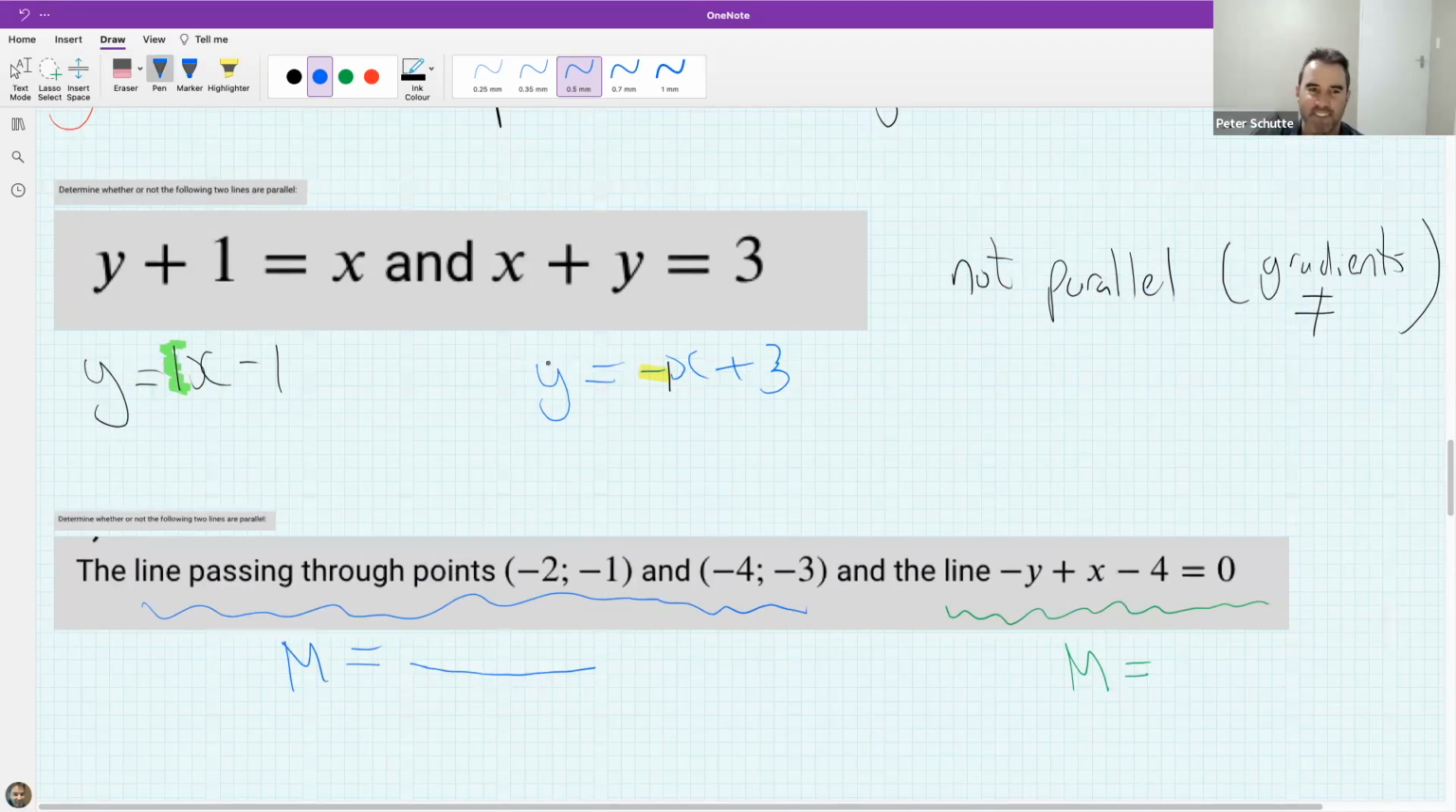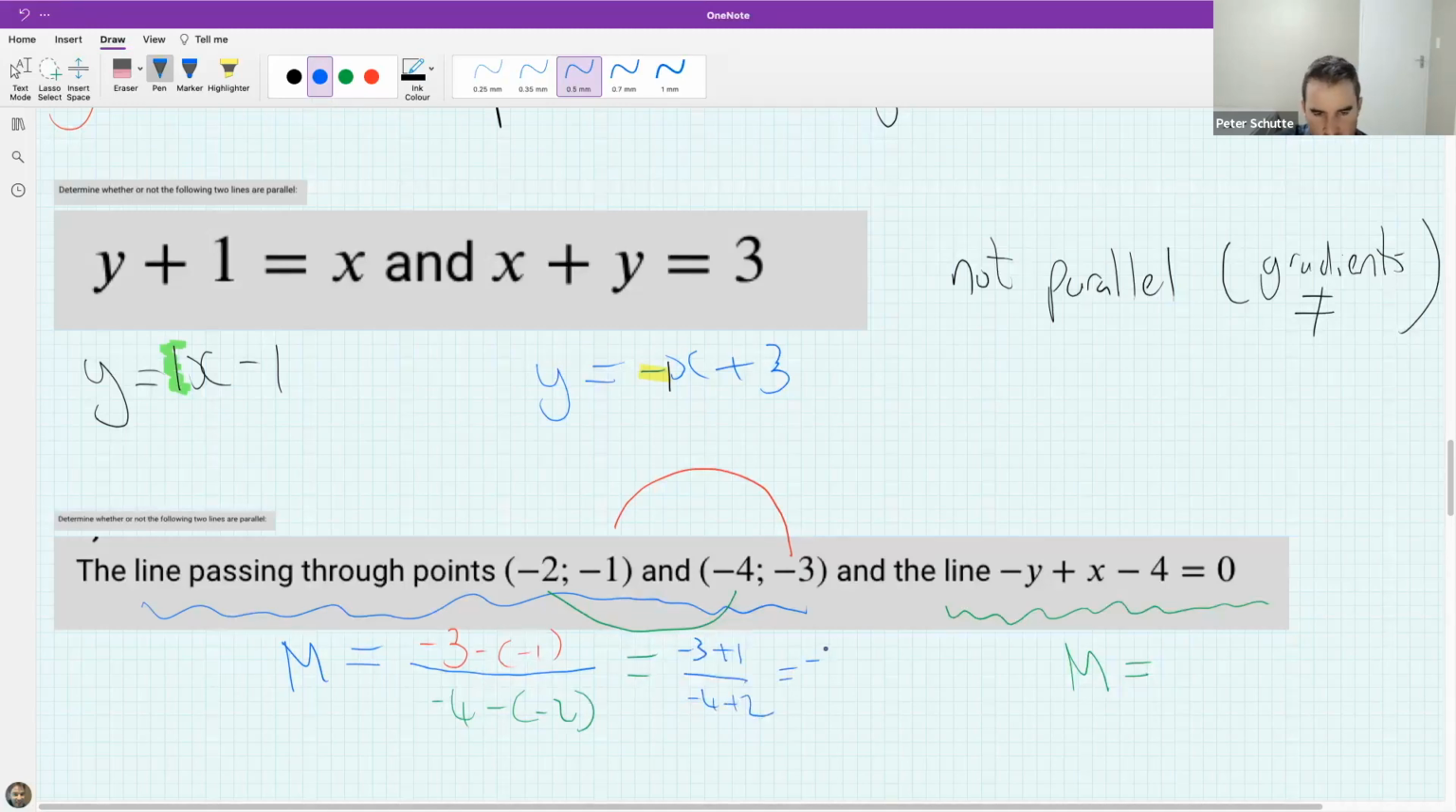Between the 2 points, we're going to use those points using m is equal to y2 minus y1 over x2 minus x1. Exactly. You're spot on. So we're just going to use those 2 points. So we go. And for the blue one, we seem to get -2 over -2. So the gradient is 1 for the blue one.